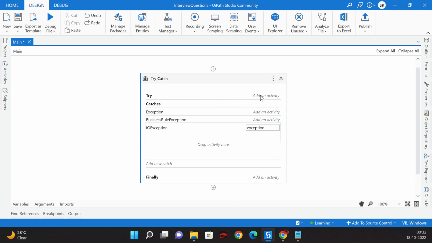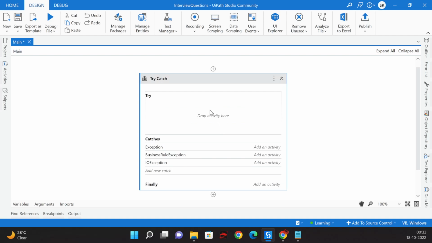So which Catch block will be executed? In case I got some error in the Try block, which Catch block will be executed? It will go to the most matching exception type Catch block. In case it is a Business Rule Exception, it will go to the Business Rule Exception. In case it is an input output operation exception, then it will go to the IO Exception Catch block. And if it is not matching with anything, then it will go to the System Exception Catch block, because the System Exception can hold any type of exceptions.